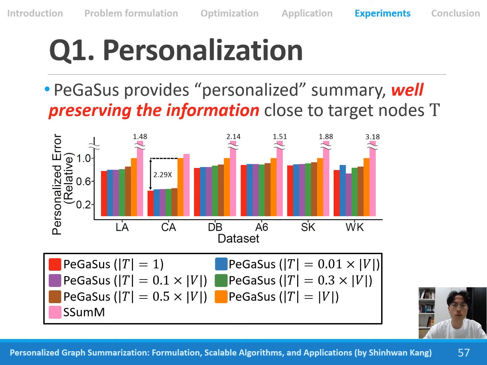In order to show the effectiveness of Pegasus in personalization, we measure how the size of the target set affects the personalized error. As Pegasus focuses on a smaller target set, the personalized error decreases. In other words, the information close to the target node set is well preserved. Based on these results, we can say that Pegasus successfully provides personalized summary graphs.